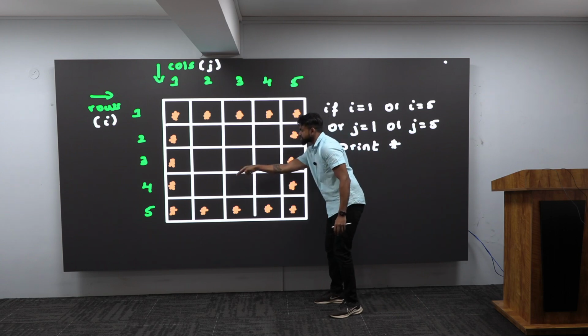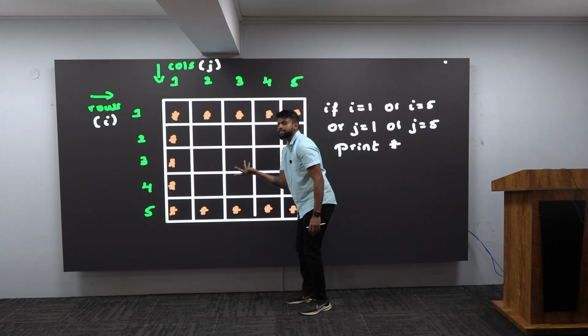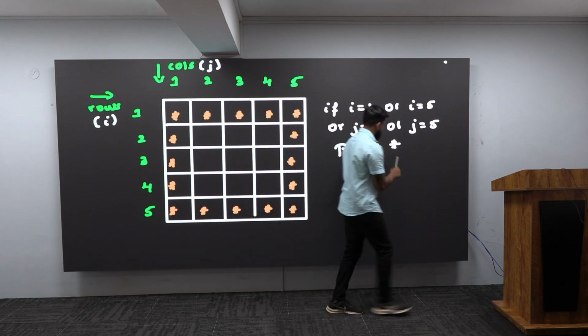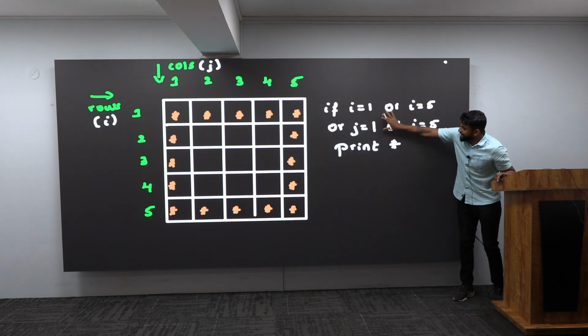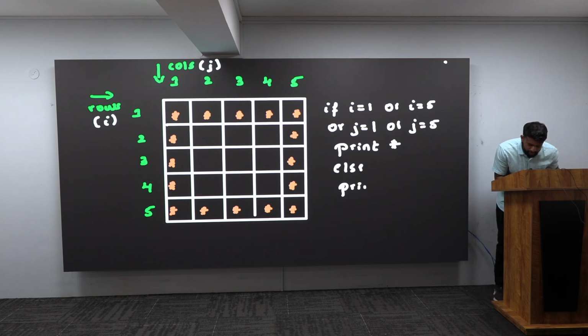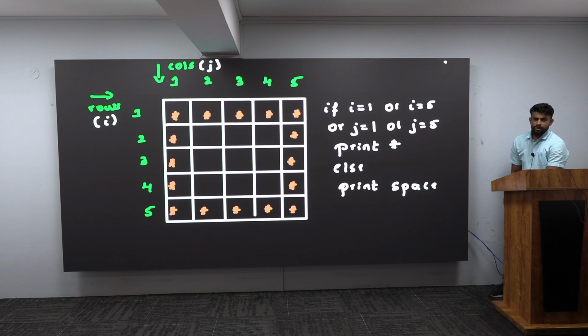In these things, stars are there. If you leave this here, what is there? Space is there. That you should tell. Very good. If this is the case, you print this. Else, you should print something. What you should print? Space you should print. As simple as that. Sensing this much? Yes or no? Any doubts in this? No doubt.